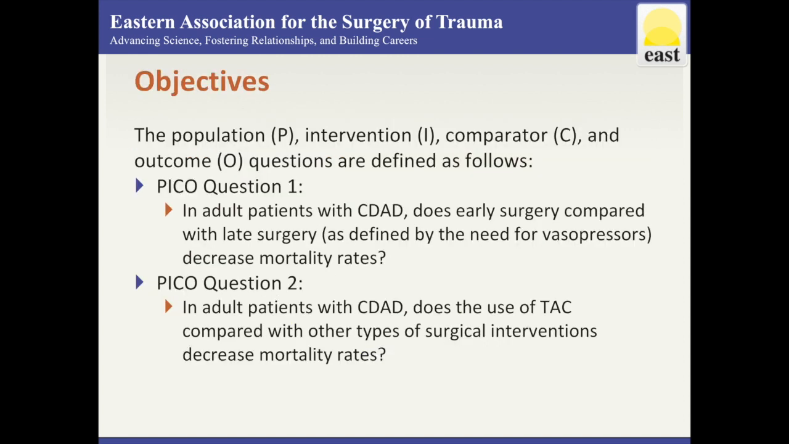There were two population intervention comparator and outcome questions defined for the study. PICO question 1. In adult patients with CDAD, does early surgery compared with late surgery, as defined by the need for vasopressors, decrease mortality rates? And PICO question 2. In adult patients with CDAD, does the use of total abdominal colectomy compared with other types of surgical interventions decrease mortality rates?